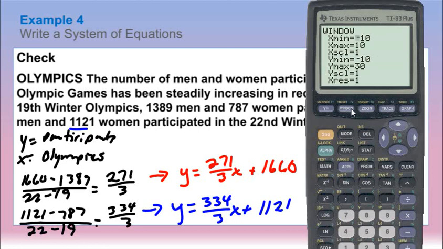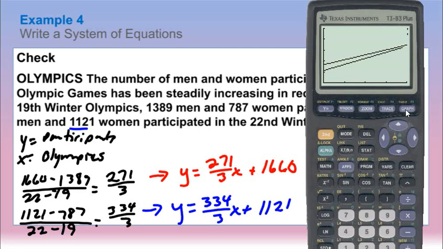Now I'm going to change my window settings. So I know we're going to have a 0 for our minimum. Our x max, let's just do 20 and count by 5s. The minimum for my y is 0. My max, let's do 5,000 and we'll count by 1,000s. And we hit graph. There's our first one, that's the men's.